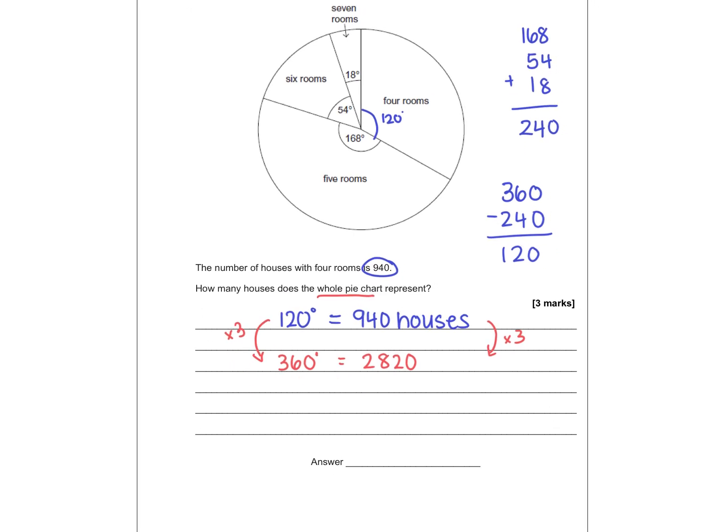There's probably other ways to approach this as well. I'm sure that the mark scheme had 3 alternative methods, but that is the way that I think is easiest and most straightforward and doesn't mean you have to learn a new skill. It's just using what you know about ratios.